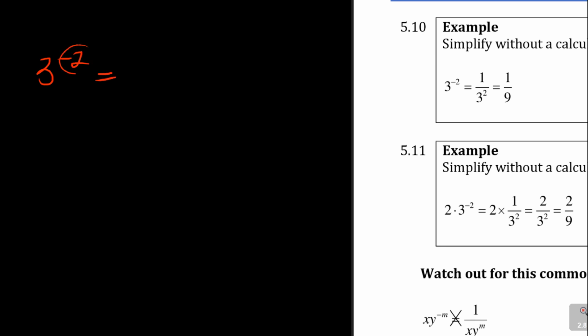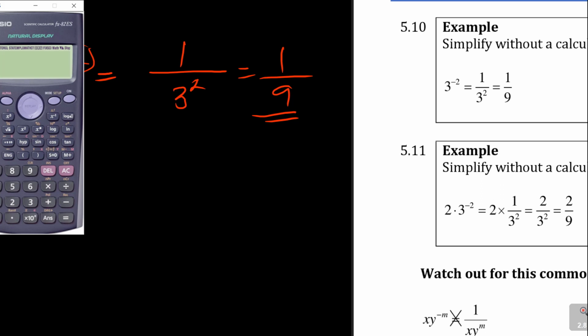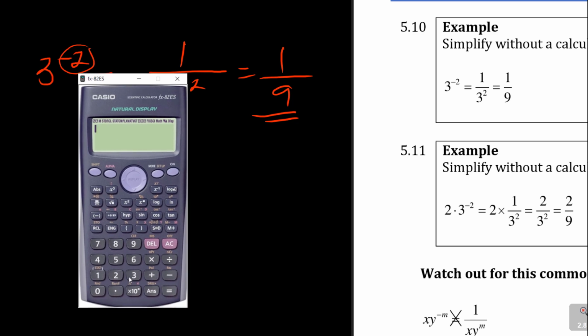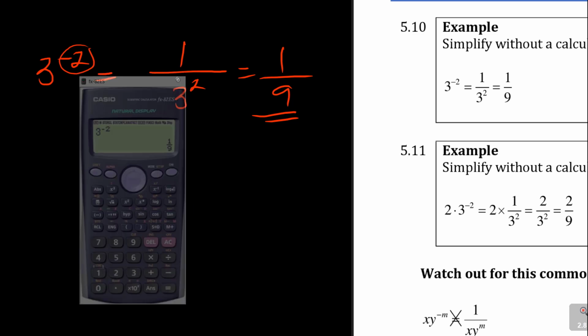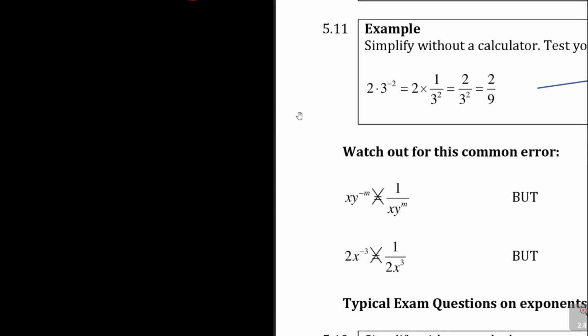To get rid of that negative, you say 1 over 3 to the power 2. Now, 1 over 3 squared, remember, is 3 times 3, which is 9. So you can test it yourself, just to see if you're doing the right thing. So just test that. And what are you getting with the calculator? If you say 3 to the exponent negative 2, look, it's 1 over 9. Are you seeing that?